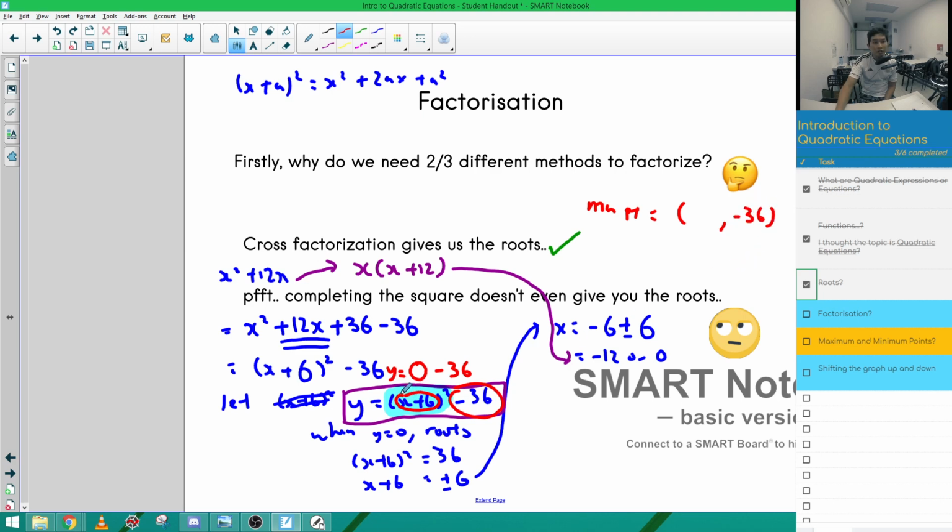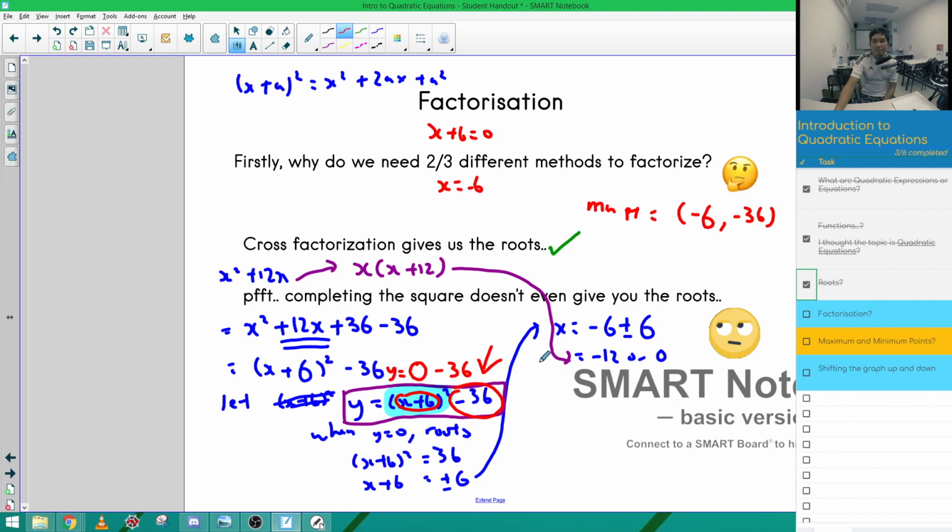Because I know the part in square, the part that's highlighted in light blue, can only go to 0. That's the lowest it can go. And when does it go to 0? That's when x plus 6, the thing inside there, is equal to 0. And that happens when x is equal to negative 6. So here, I've worked out the minimum point, (-6, -36), straight away from completing the square.